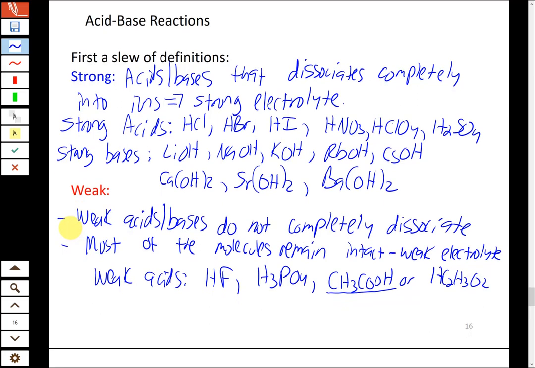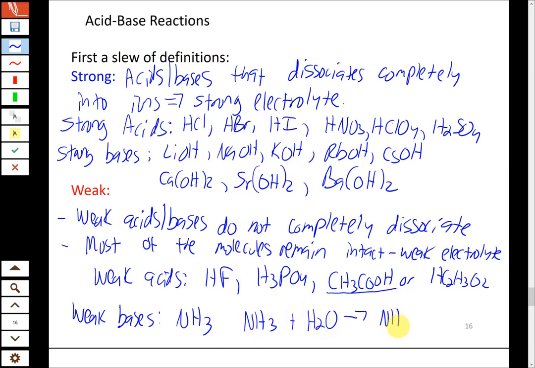And then there's really only one weak base we need to worry about, and I think I mentioned it before, but I'll mention it here again. It's just ammonia, NH3. Now you might be wondering, well, how is that a base at all? It doesn't have hydroxide in the formula. And so when ammonia NH3 dissolves in water, what happens is some portion of it, not all of it again, because it's not a strong base, but some portion of it reacts with the water, and you basically get one proton transferring from the water to the NH3 to make NH4+ and OH-.